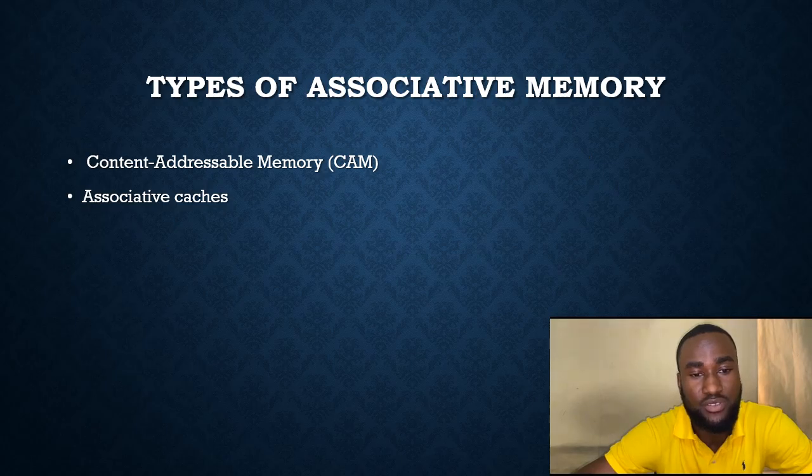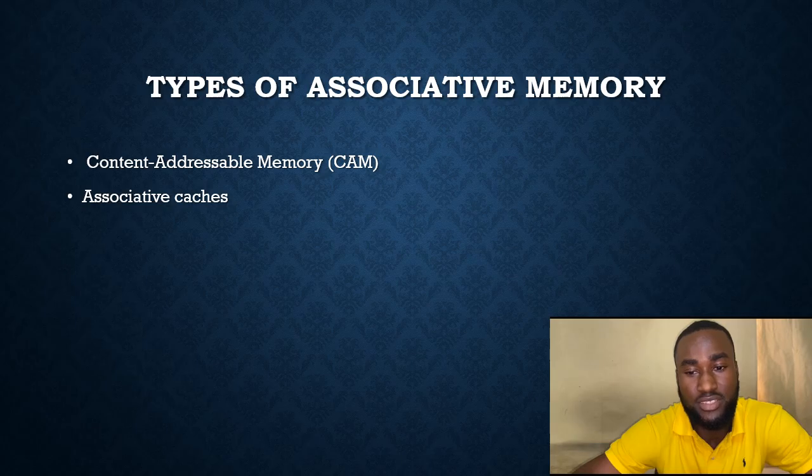There are various types of associative memory, such as the content addressable memory, which is the CAM, and the associative cache. The CAM is particularly interesting because it allows us to search for data based on its content rather than its address. This makes it ideal for applications like pattern recognition and database systems.